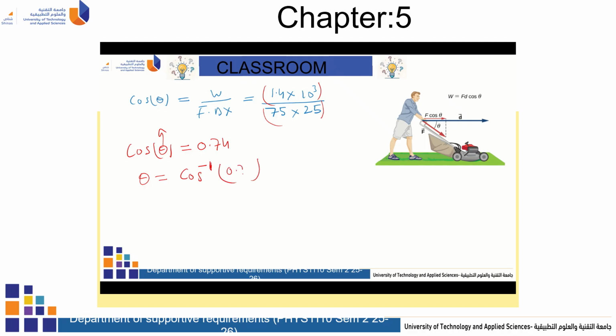And here I will put the value, 0.75, and if I calculate it in my calculator, how much am I getting? I am getting 41.6 degrees. So this is your answer. The angle between the force and the horizontal is 41.6 degrees. So this is our answer.